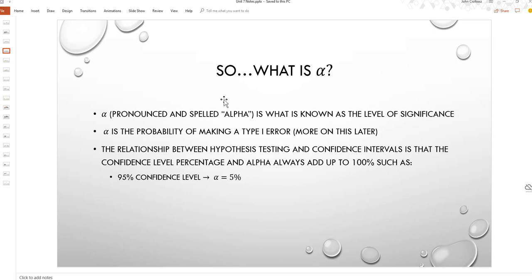The relationship between the hypothesis or significance testing and confidence intervals is that the confidence level percentage and alpha always add up to 100%. Such as a 95% confidence interval corresponds to alpha being 5%. So they go together. These are basically two ways of looking at something in the same method. So again, we use them in that exact relationship there where they add up to 100.